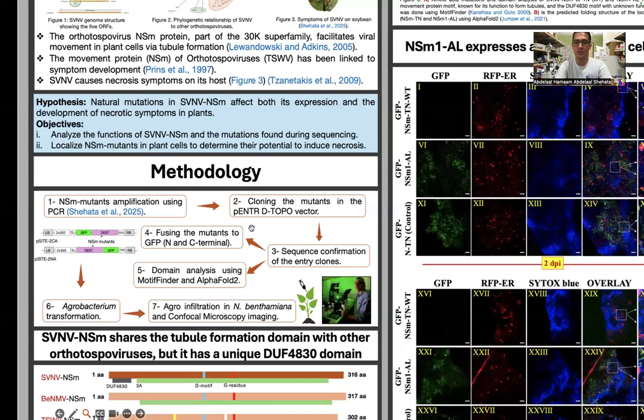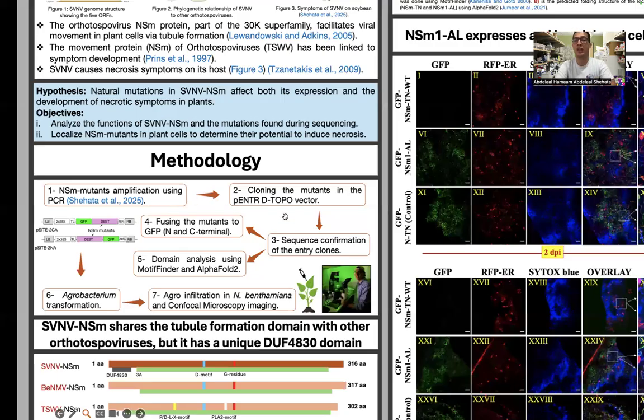For the method, I use PCR to amplify all the mutants, and then I clone them in pENTR. Then I send them for sequencing to make sure that the sequence is good. And then once I get the sequence, I did two things. I did the domain analysis and I did the fusion into pSITE, which is a good plant expression vector. In pSITE, the proteins are fused with GFP at both the C-terminal and N-terminal.